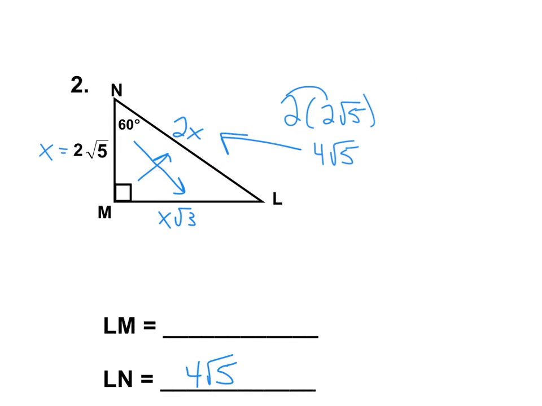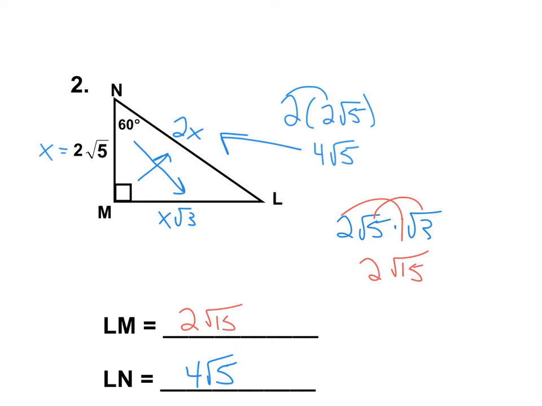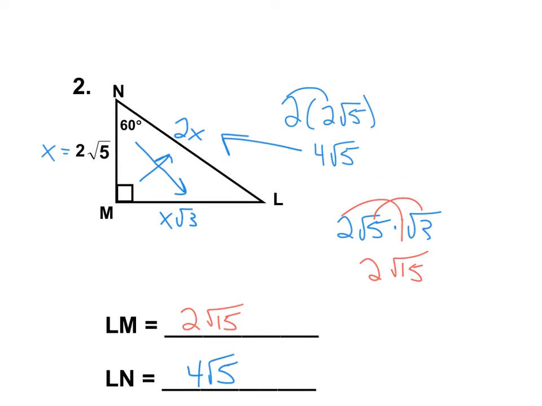Now the other one's a little bit trickier. I can fill in the 2 square roots of 5 for x, but then I have to multiply it by the square root of 3. So be really careful when you do this. We can multiply the numbers. There's just a 1 times the 2, so I get 2. But when I multiply the radicals, I multiply what's inside, and I get 15. Now, 15 cannot be simplified, so I just have 2 square roots of 15. Now, that can be pretty tough, so if you have any questions about that, just let me know tomorrow.